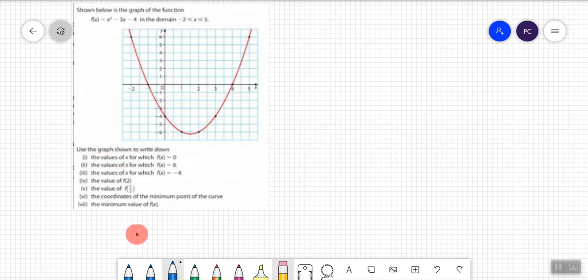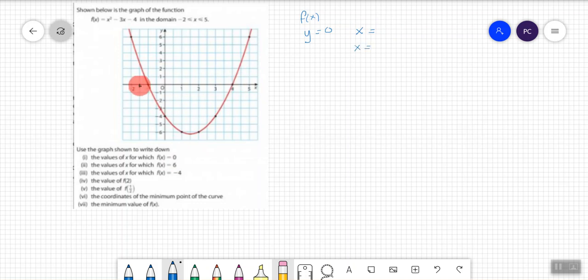So again, it's really important to remember that instead of writing f(x), you can just call it y. So what this is saying is the values of x when y is equal to 0. So when y is equal to 0, x is going to have two values. Okay, so x is equal to and x is equal to.